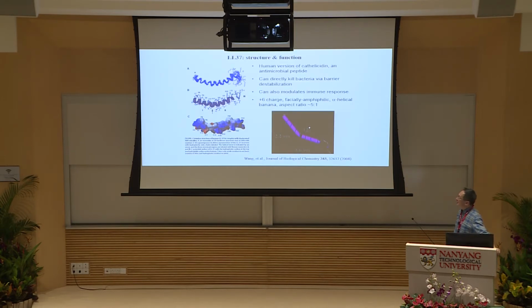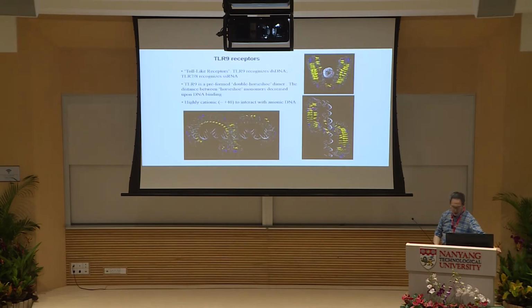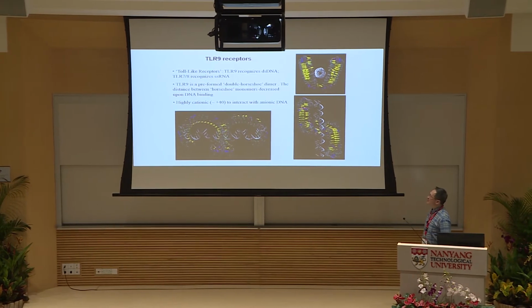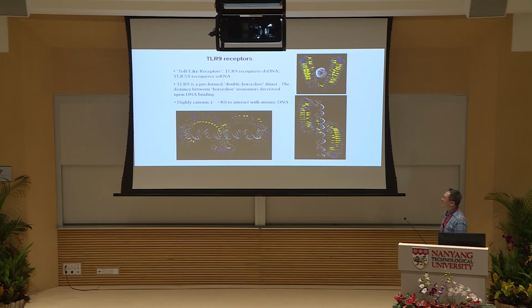LL37 looks like this. It's a bent alpha helix. It's cationic. It's got +6 charge. It's facially amphiphilic. And the aspect ratio is about 5:1. If you look at toll-like receptor 9, toll-like receptor 9 looks like two cationic paddles that grab onto DNA. And DNA, as you know, is highly anionic. These are three different views of how DNA binds to toll9.